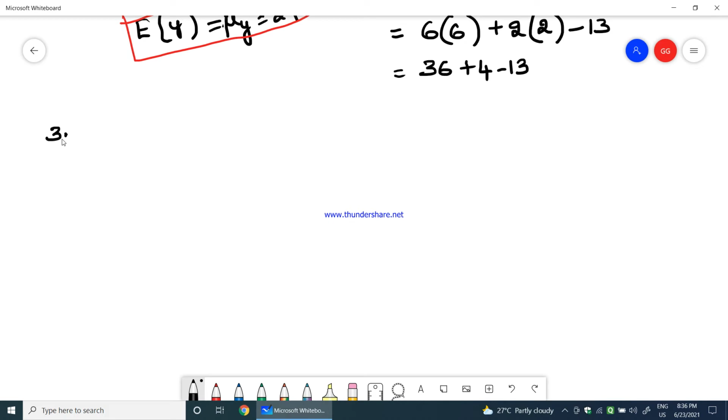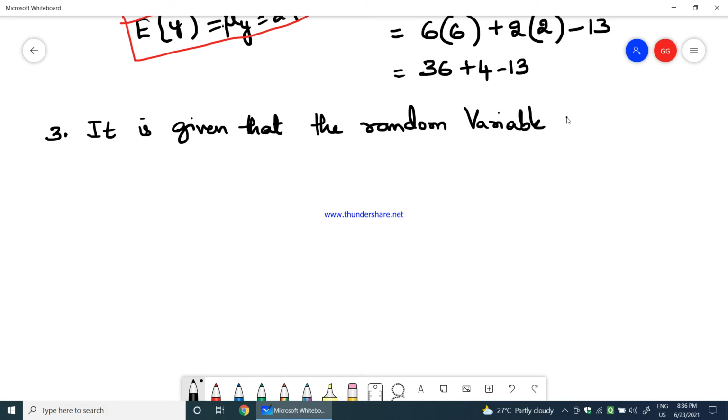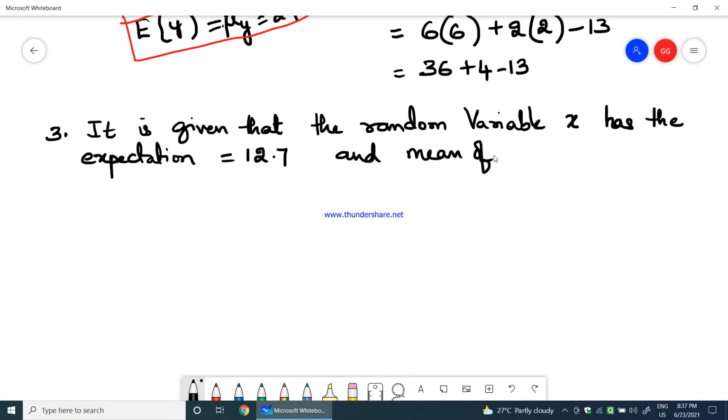So in the problem, let us look into the question. It is given that the random variable x has the expectation equals 12.7 and mean of square is 313.3.